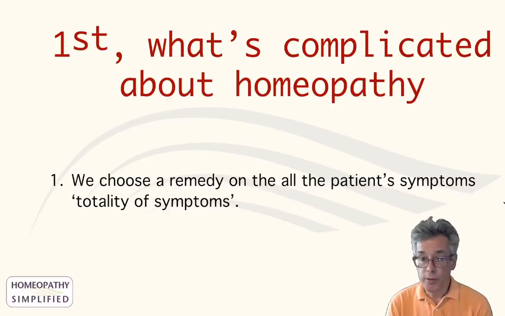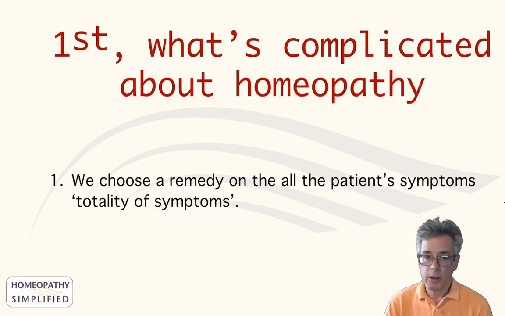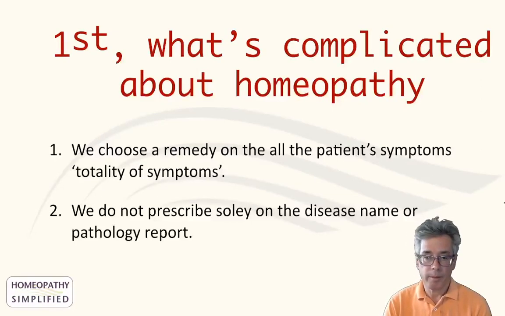First and foremost, one of the things we do in homeopathy is we choose a remedy on all of the symptoms of the patient. We call that the totality of symptoms. When you think of someone who has a long history, a complicated story involving that history, and complex pathology, you can imagine it would take quite a bit of time. That's actually true, and we want to explore ways in which that time is cut shorter.